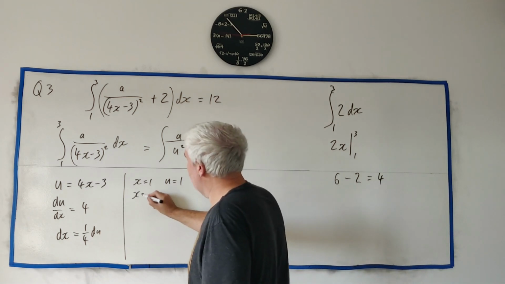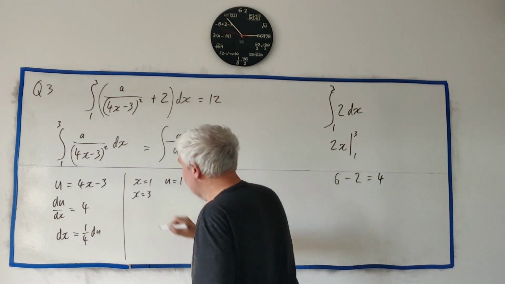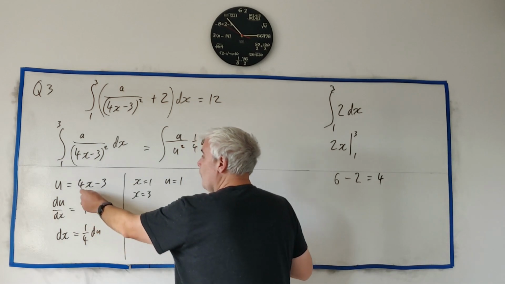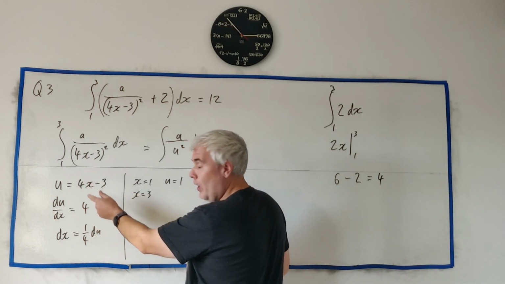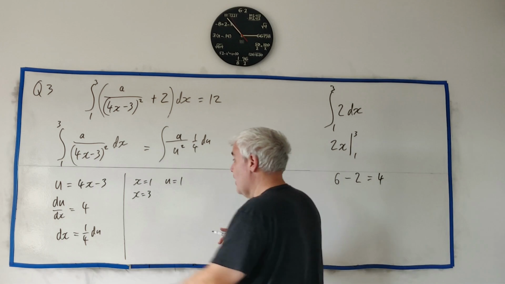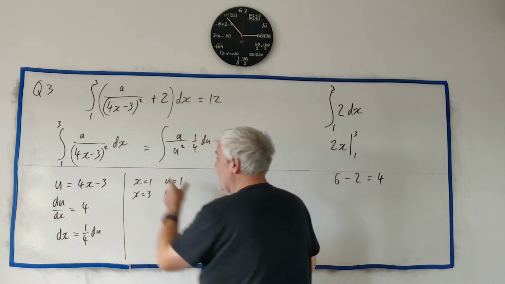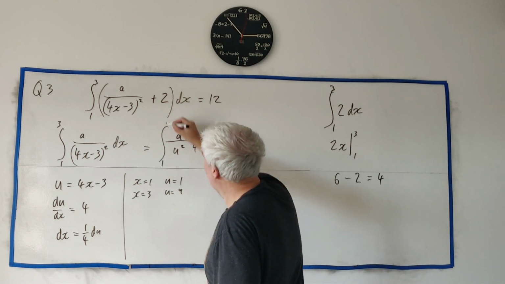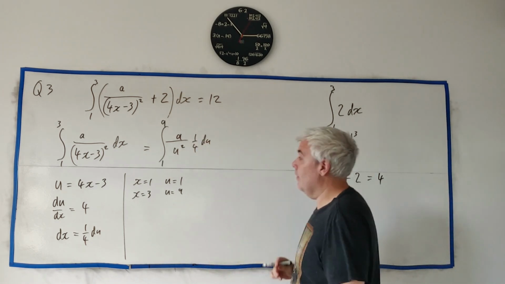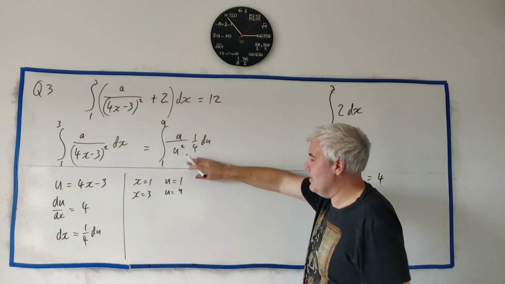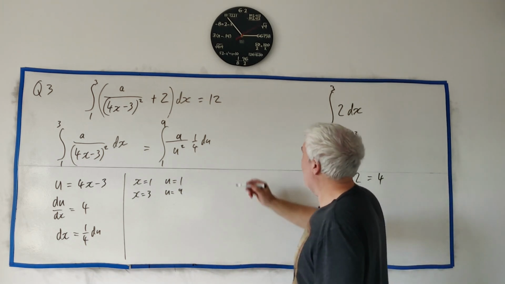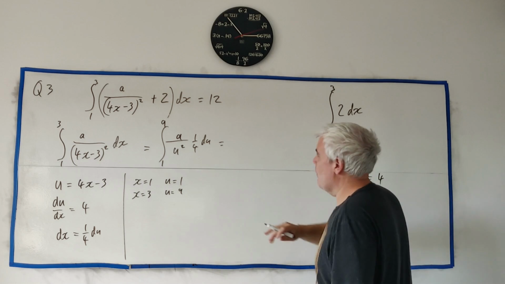When x is equal to 3, up here, put a 3 in here, we get 4 3s are 12. 12 minus 3 is 9. u is equal to 9. So instead of doing this question, it is perfectly okay to do between 1 and 9 for u. So this is a much easier integral to do. Let's clean it up a bit more.